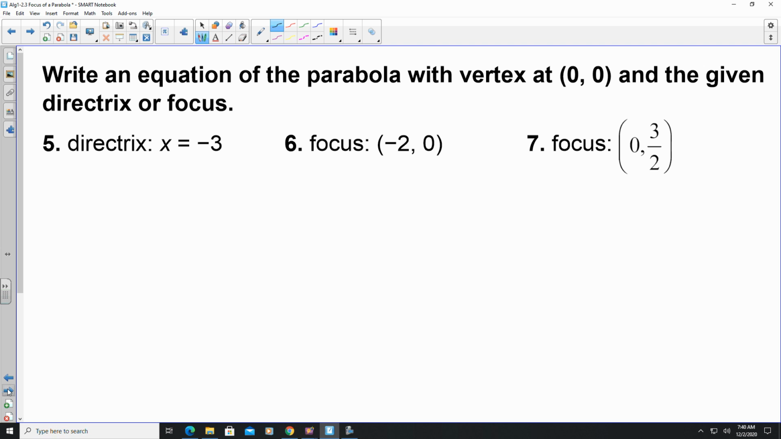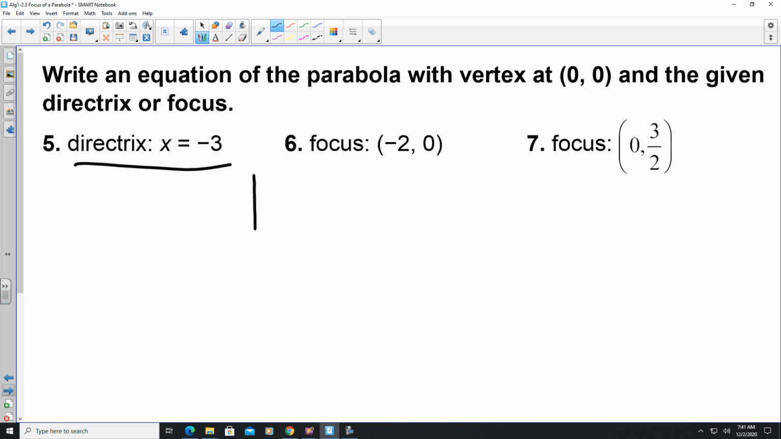All right, the last part of the notes is they are asking you to write an equation of a parabola with vertex at the origin 0, 0 with the given information. So in this particular instance, for question 5, all they gave us was that the directrix is x equals -3. Now, what I like to do is draw out what is given to us.